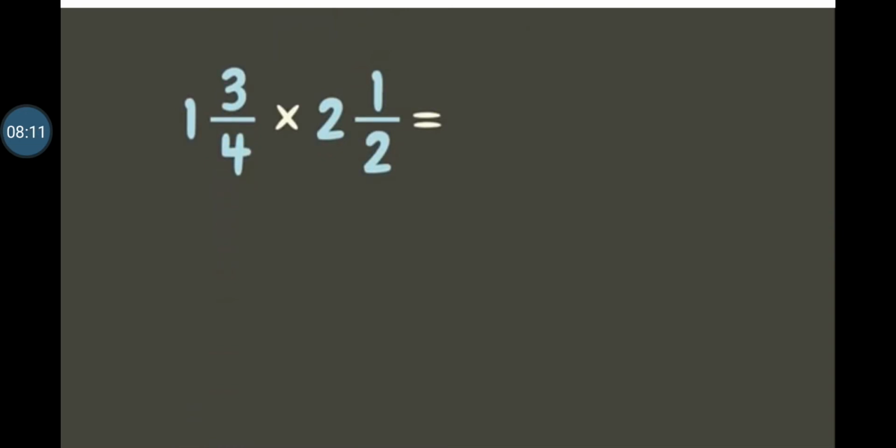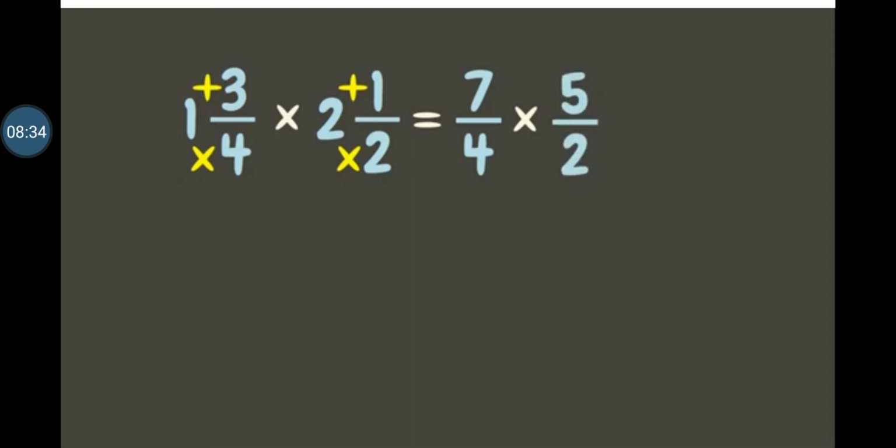So let's try this example. When we change the first mixed number into the improper fraction, we know 4 times 1 is 4 plus 3 is 7. It will be 7 upon 4. And 2 multiplied by 2 is 4 plus 1 is 5. So it is 5 upon 2. So 7 multiplied by 5 is 35 and 4 multiplied by 2 is 8.